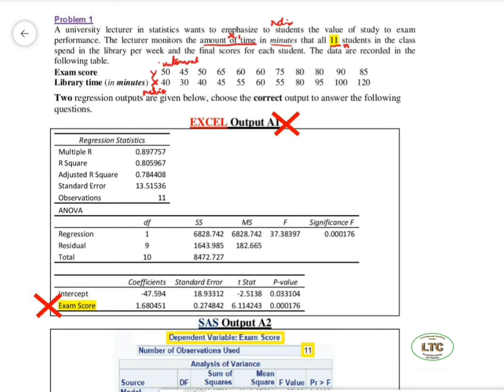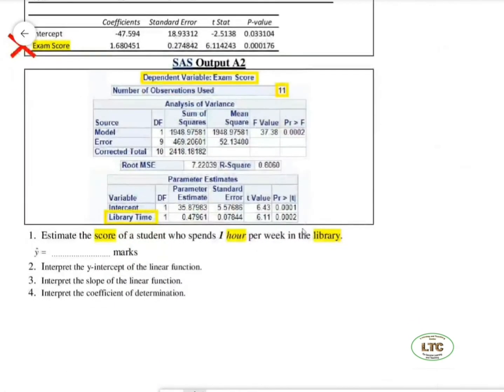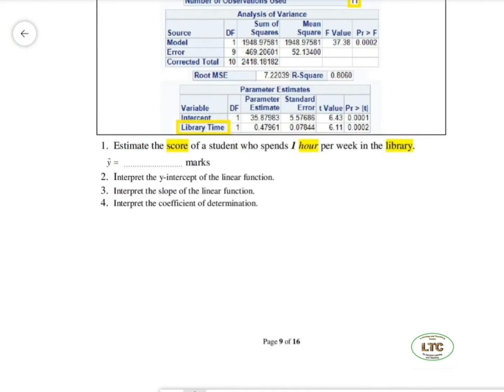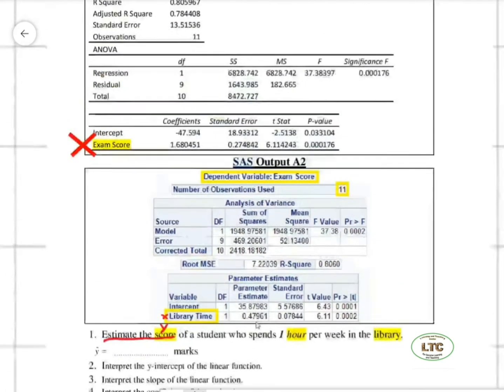According to this, the value of study time to exam score, that means study time affects exam score. In this view, exam performance is y, the score. And if you check the questions also, to make sure: you want to estimate score, therefore score is y. Therefore library time is x. That's correct.